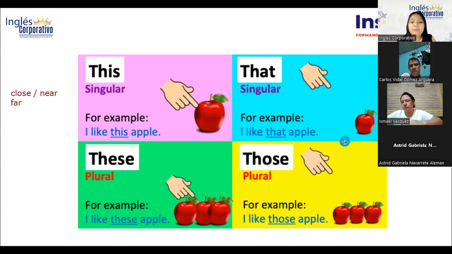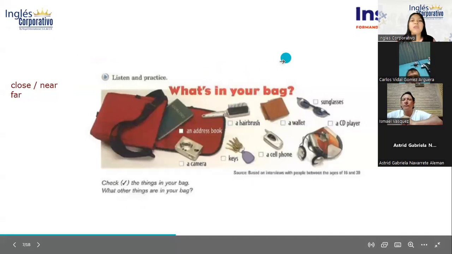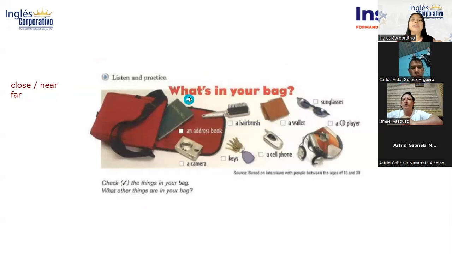Ok, thank you. So now, any other question, any other doubt? If not, let's continue, okay? So we have this information from the book, all right? So it says, what's in your bag? Okay, so we have a couple of different objects here, and we have the first one, an address book. Is this one. Okay.